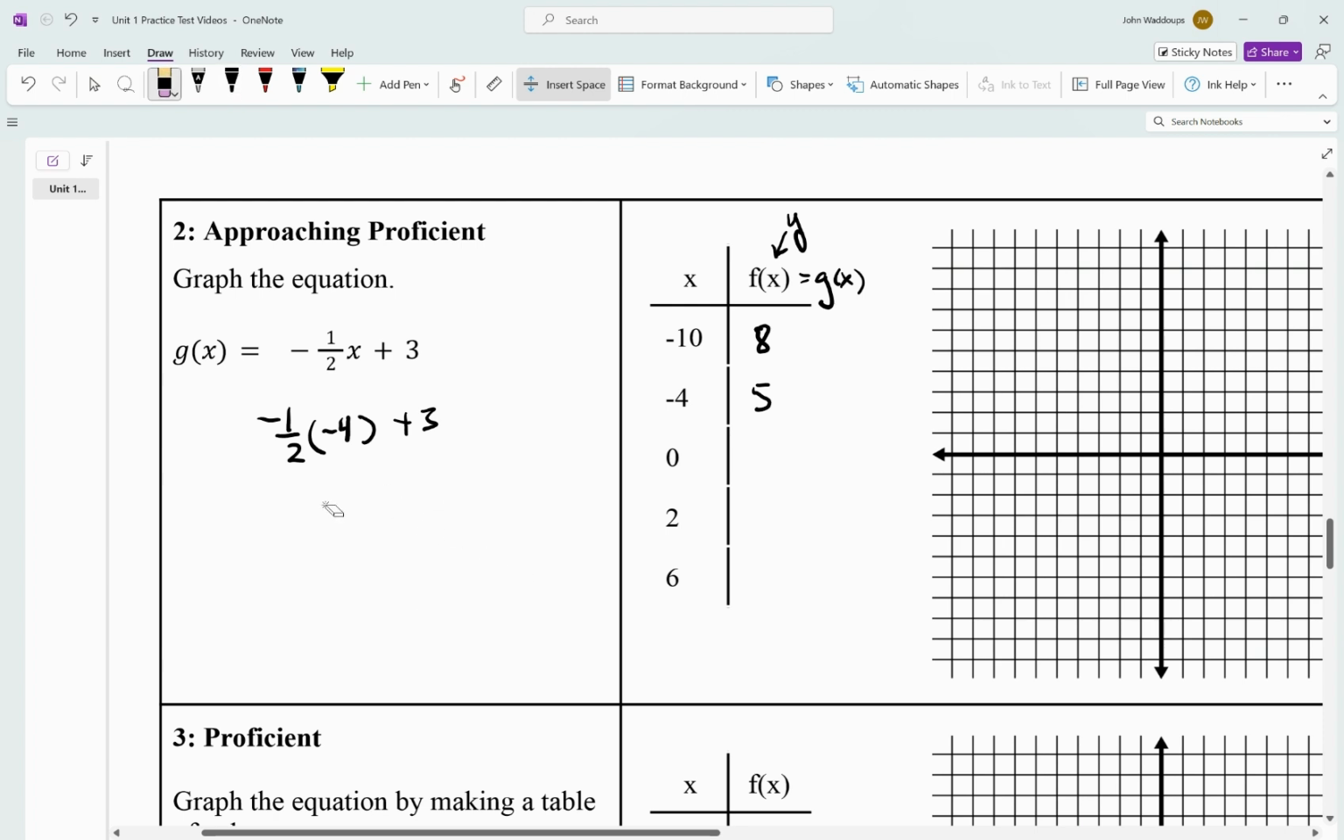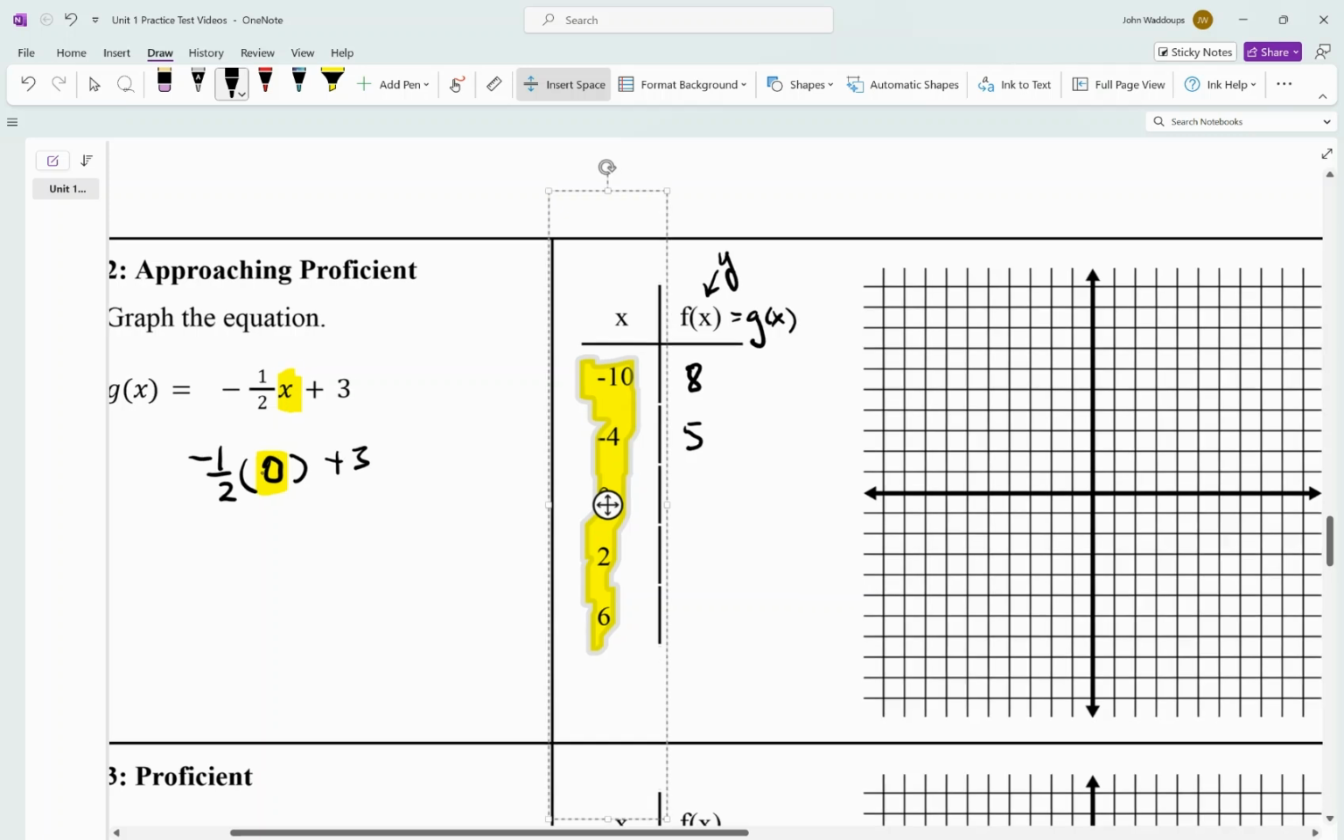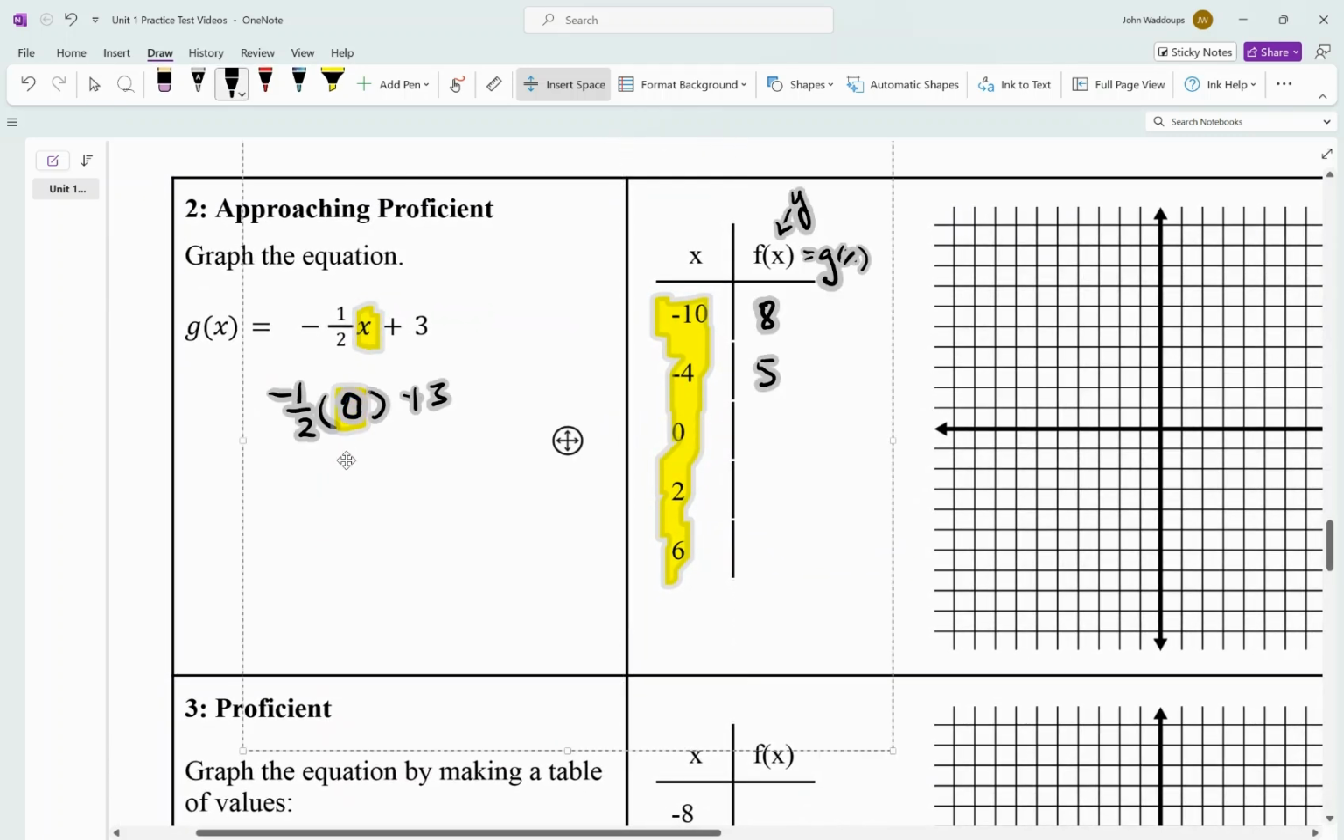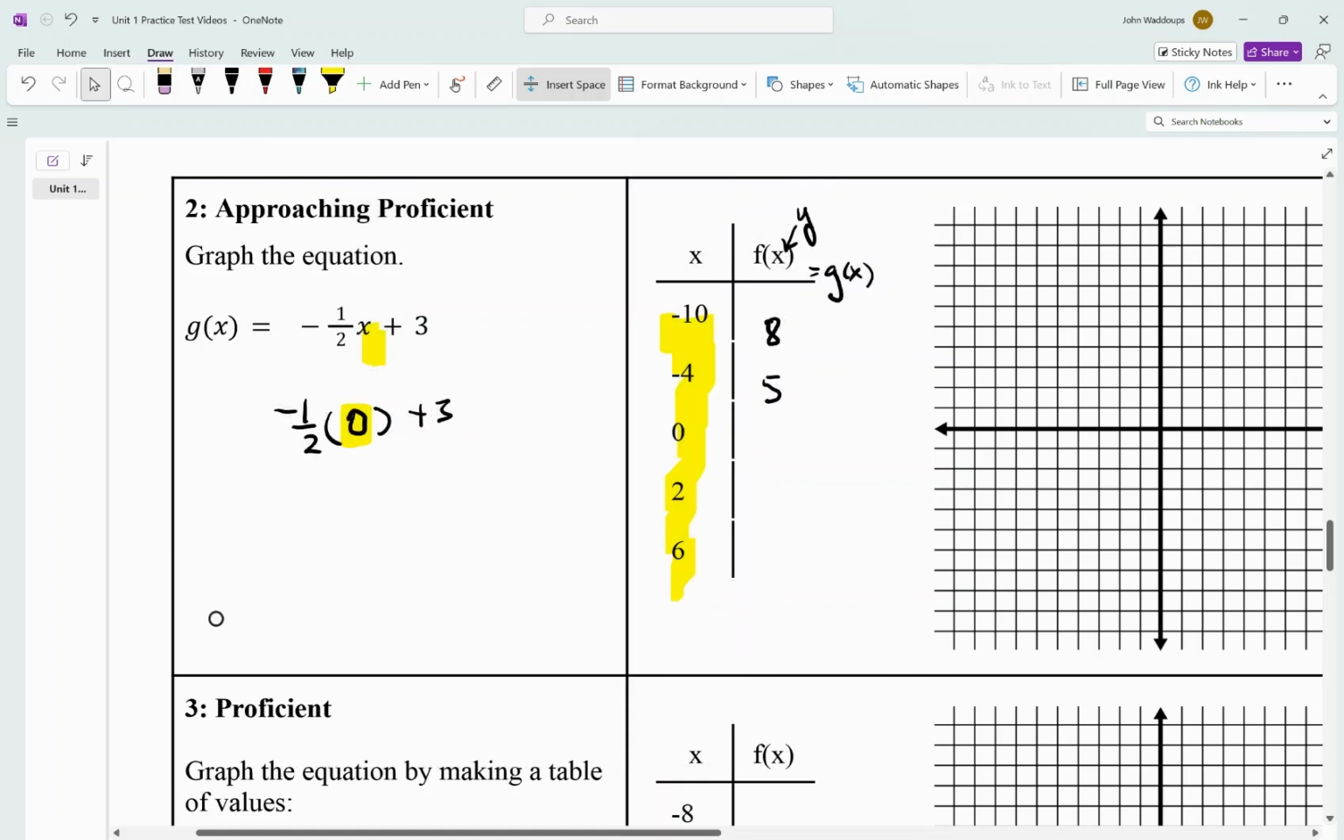Do that again for 0. If x equals 0, just notice what I'm doing here: here's x, and all of these are values of x. And so I just put that in here, whatever value I'm evaluating. So here I'm going to put 0. Negative 1/2 times 0, anything times 0 is 0. So I've just got 0, 0 plus 3. And so that's 3. And when x equals 0, y equals 3.